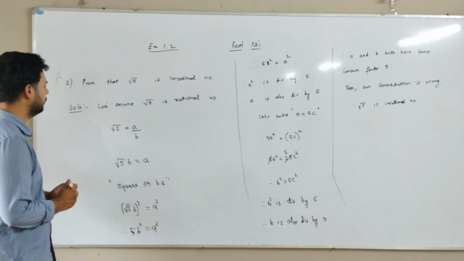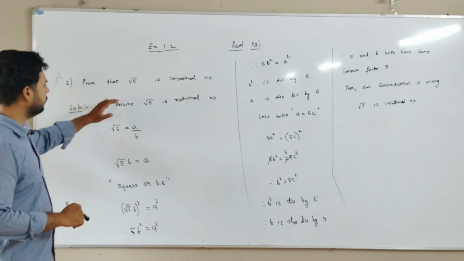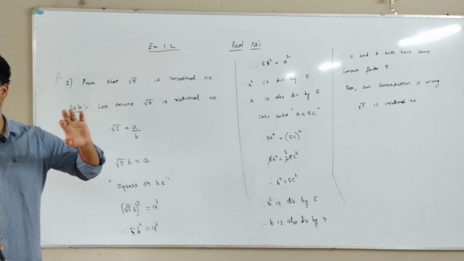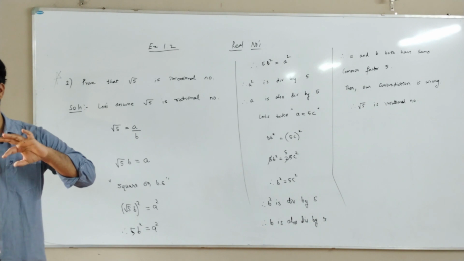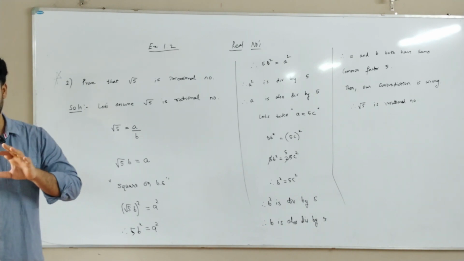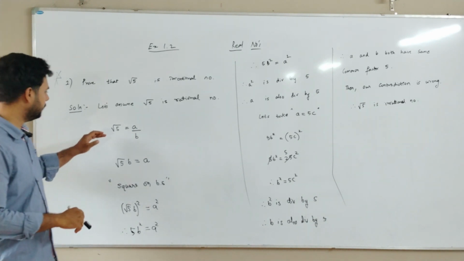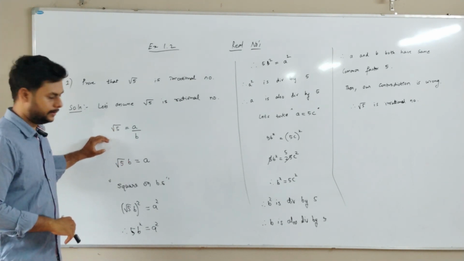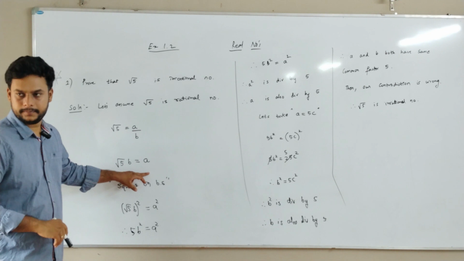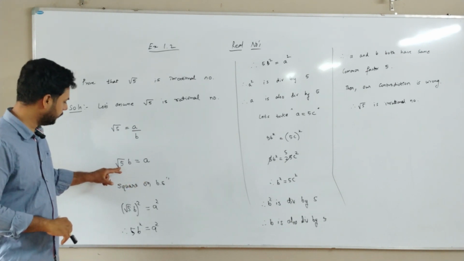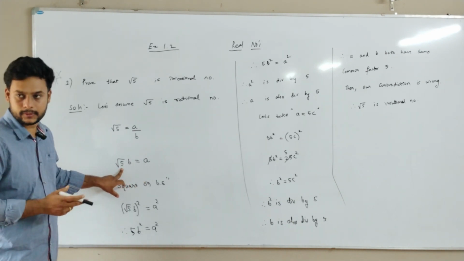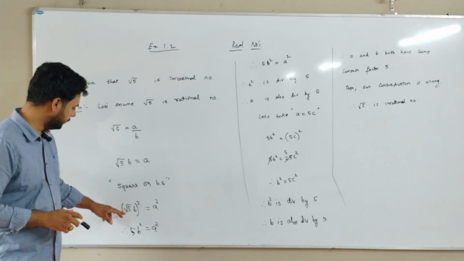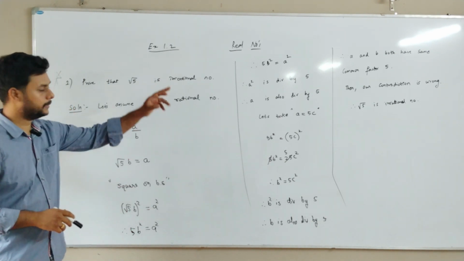Easily, first I should prove that root 5 is an irrational number. To prove it, I will take the opposite: first assume it is a rational number. Rational number means a by b. Send b here: root 5 b is equal to a. Square that, because I want to get out of the root. So 5b square is equal to a square.